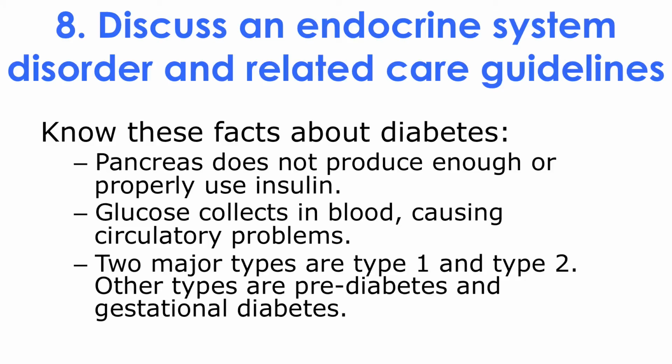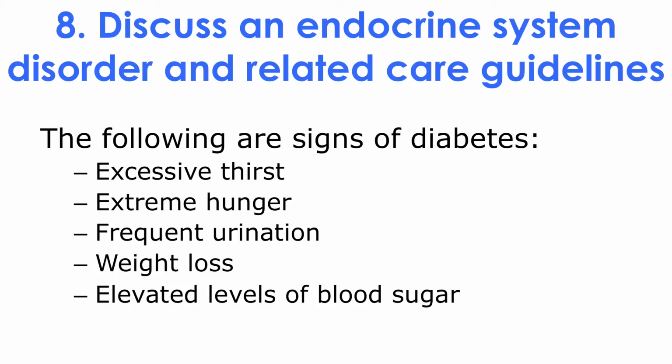Now there are two major types of diabetes, type 1 and type 2. But there's also prediabetes and gestational diabetes. The two major types are type 1 and type 2. All right? So some of the most common signs of diabetes that we'll see are the polys. Poly means multiple or a lot. So polyphagia, extreme hunger, polyuria, extreme or frequent urination, polydipsia, excessive thirst, okay? But also increased weight loss and elevated levels of blood sugar as well. Those are the signs of diabetes. But the three polys are the most important thing that you're going to hear a lot of.